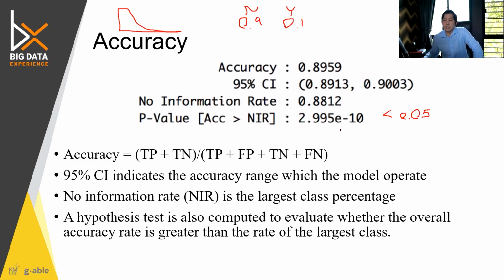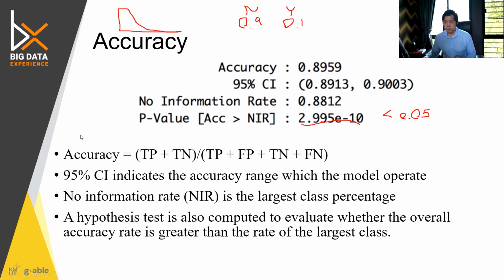Because you see that this value is less than 0.05, less than 5%. And this p-value indicates the chance that the null hypothesis would be true. And this null hypothesis is that accuracy equals no information rate. And you can see that it has a very small chance. That means we can reject the null hypothesis. And then the result would be that, okay, accuracy is better than no information rate. That means the model is better than not having a model. Okay, so this is how you can interpret the results in the second part of the confusion matrix function.